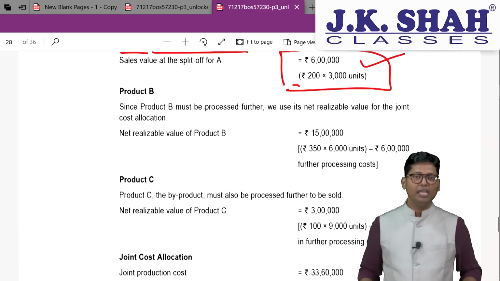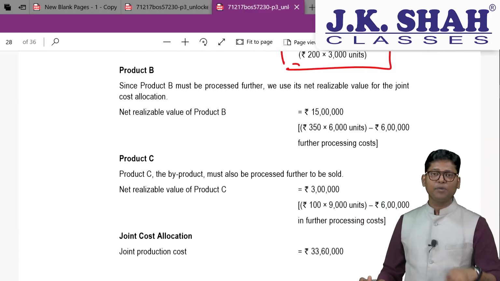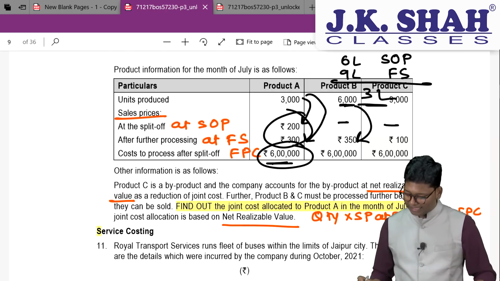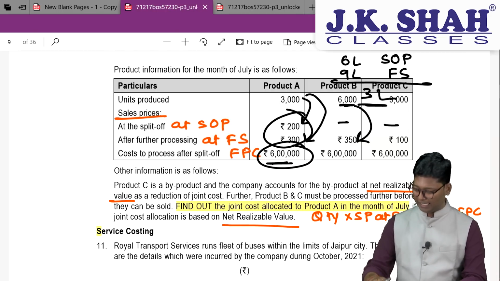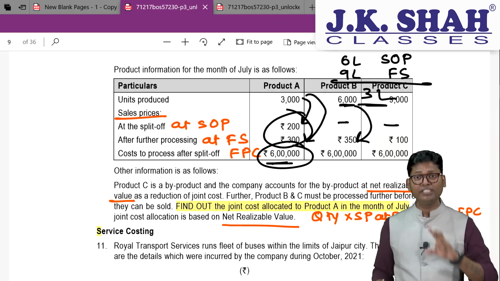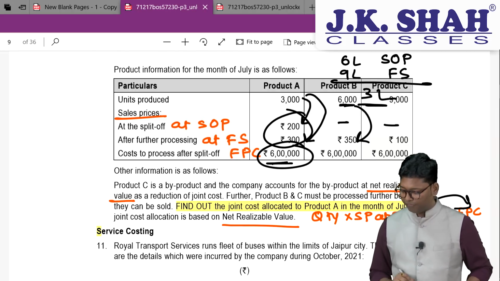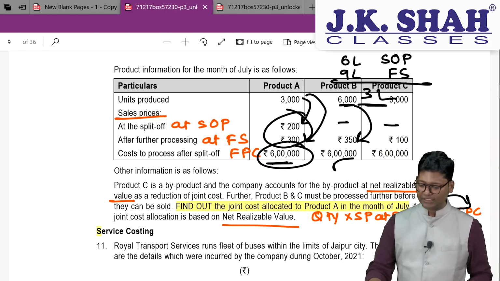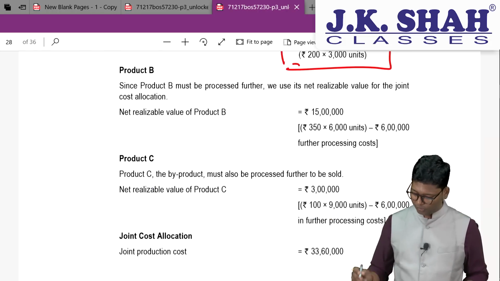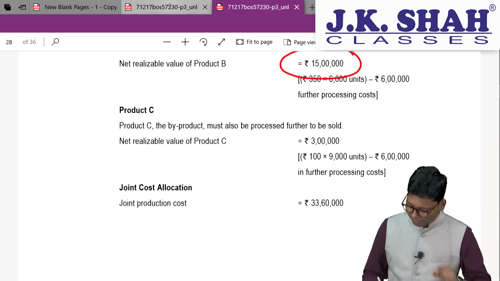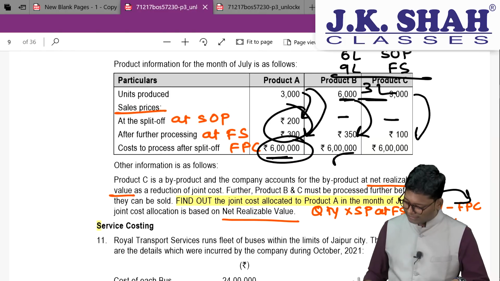Point number B. Product B, if you are selling this product at the final stage, you can multiply this. How many units will you be selling? 6,000 units at the rate of 350 is 21 lakh. When this sales value is available, you should deduct the further processing cost from that. 21 lakhs minus 6 lakhs will give you NRV of 15 lakh rupees. This is also given, and the same is performed in the last calculation.